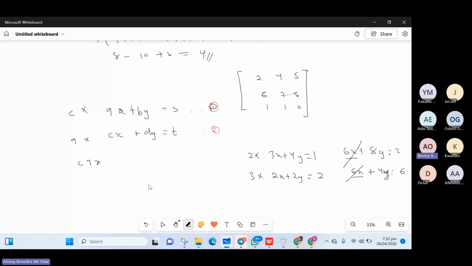So cax plus cbycx. Again, we have acx plus ady is equal to 80.